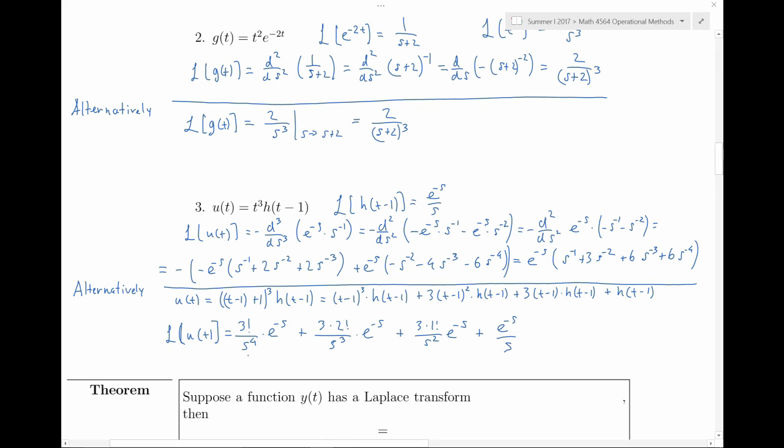With s to the 4th in the bottom, that becomes s to the negative 4, and 3 factorial is exactly 6, so we get exactly the same coefficient as here. 3 times 2 factorial is 6, so again the same coefficient here. 3 times 1 factorial is 3, and just 1.